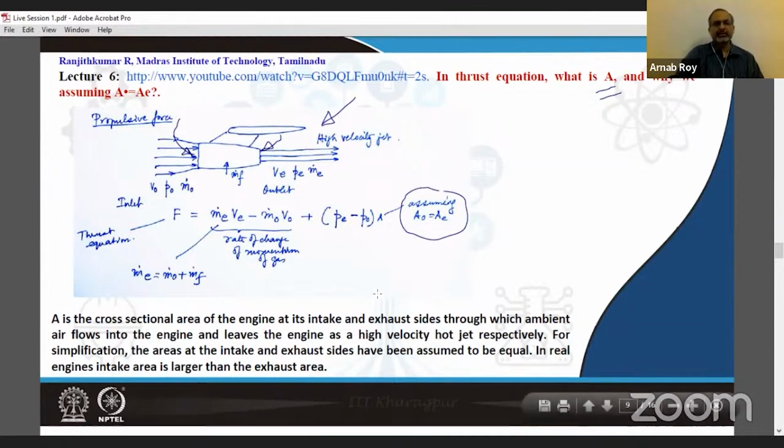Its temperature and pressure get raised significantly, and then it comes out of the exhaust side as a high velocity, high temperature jet. There are usually differences between these two areas, but for the sake of simplicity, here in this equation, we have assumed them to be equal. In general, you would find that the intake areas are larger than the exhaust areas.